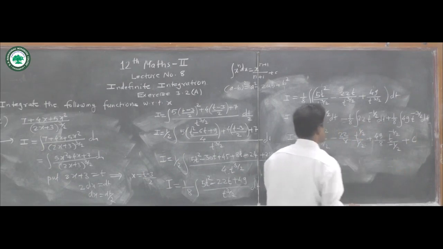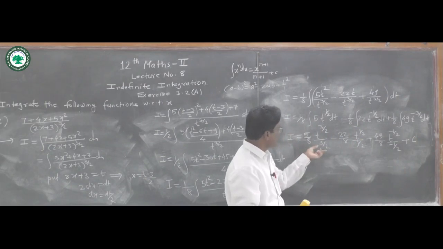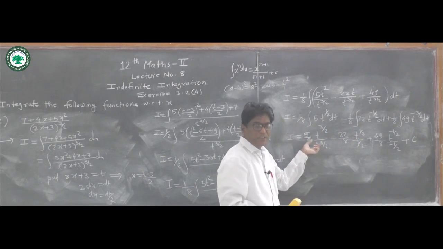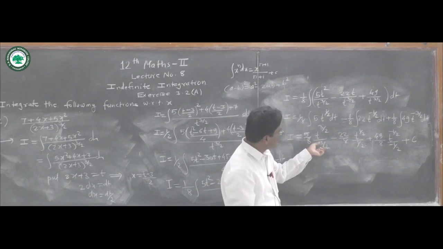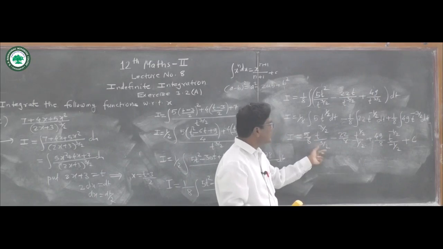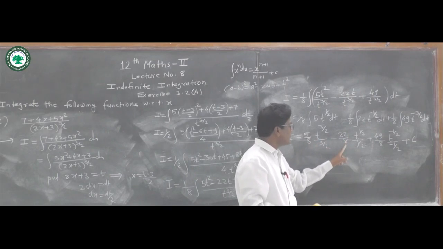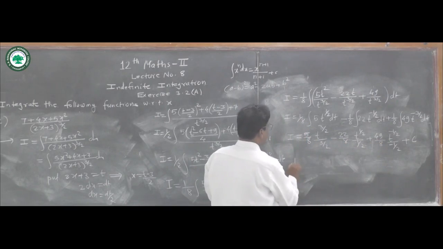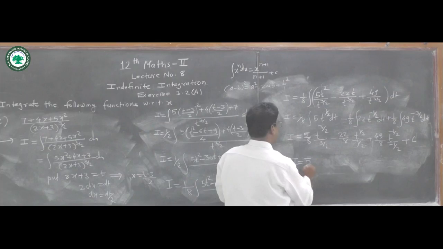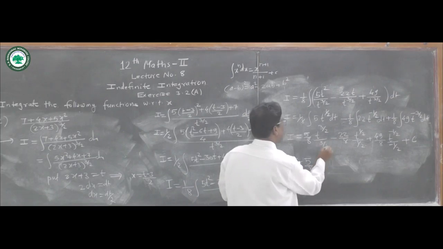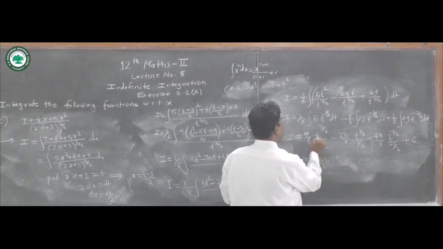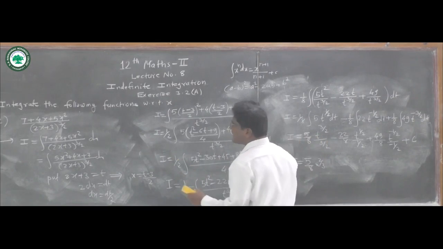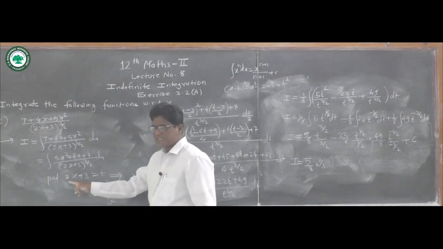This is the final solution. Now only we adjust this denominator in the numerator, that is we write this 3 by 2 as 2 upon 3, here 1 half as 2 upon 1, here minus 1 half as 2 upon minus 1. So I is equal to 5 upon 8 into this 2 upon 3, and we resubstitute the value of t as twice x plus 3.